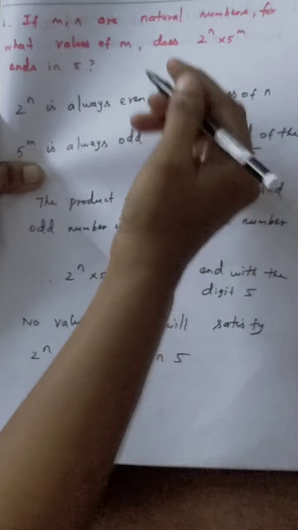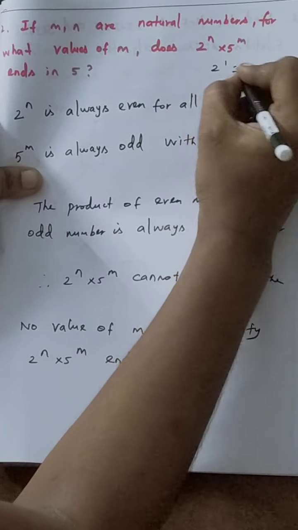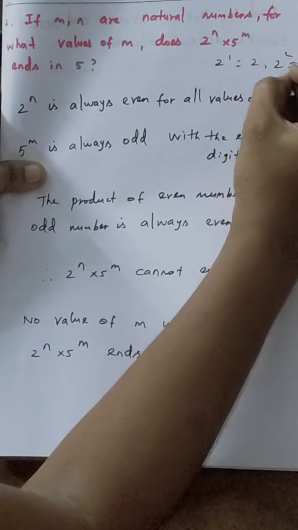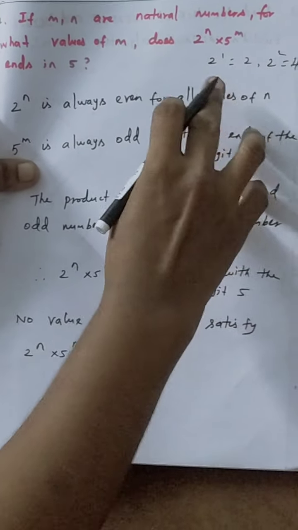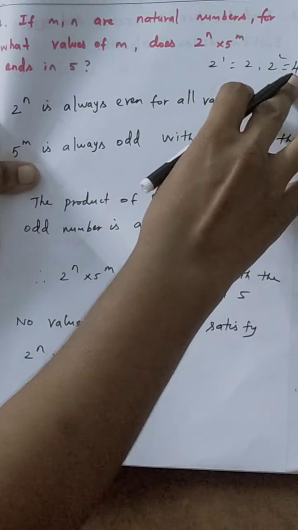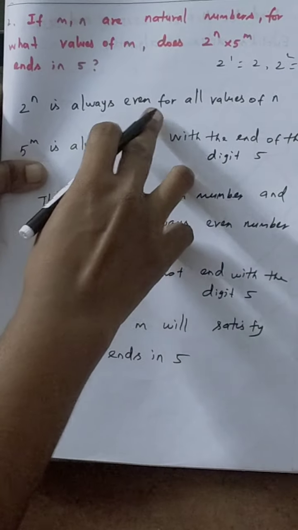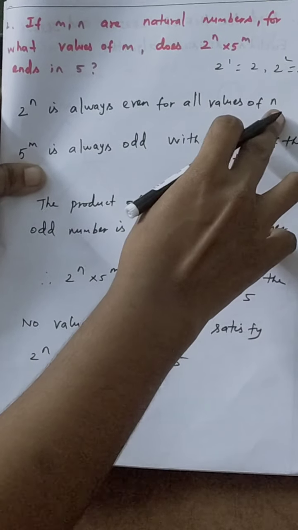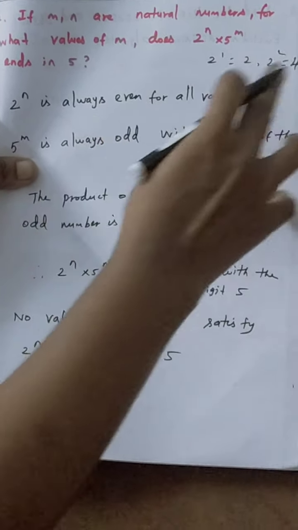2 power n is always even. Let's check: 2 power 1 is 2, then 2 power 2 is 4. So 2 power n is always an even number for all values of n. Substitute any value, and the answer is even only.